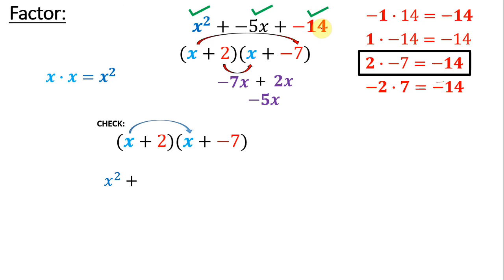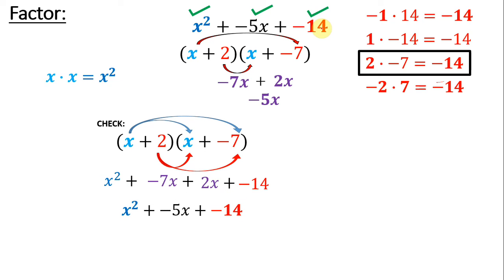X times x will give me x squared. X times negative 7 will give me negative 7x. 2 times x will give me positive 2x, and 2 times negative 7 will give me negative 14. I'm going to combine like terms, and I'll get x squared plus negative 5x plus negative 14. This is the exact thing I started with, therefore I know that x plus 2 times x plus negative 7 is the factored form of x squared plus negative 5x plus negative 14.